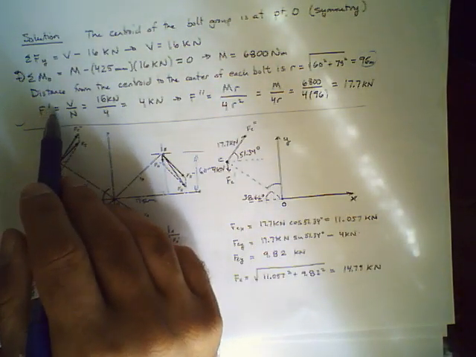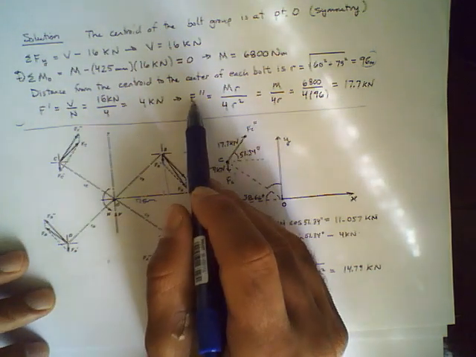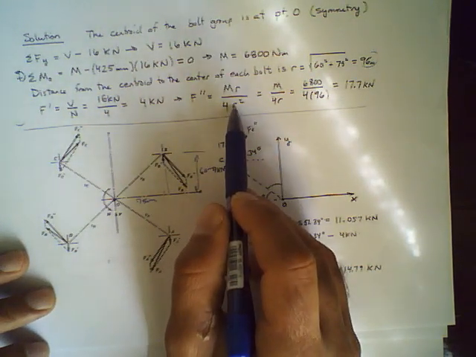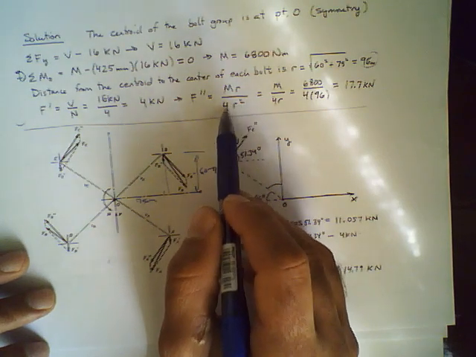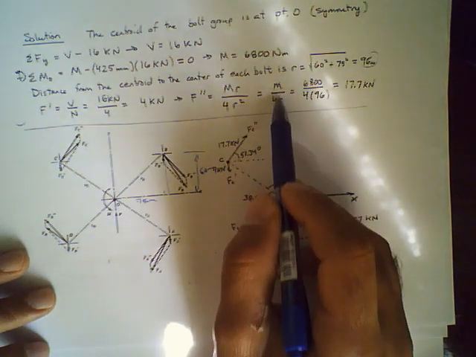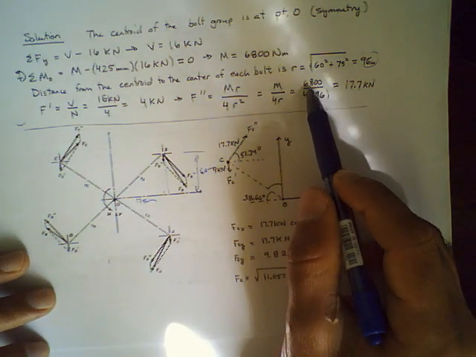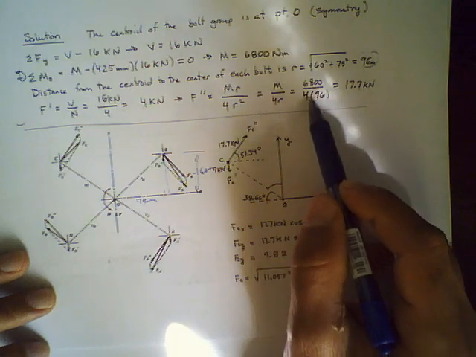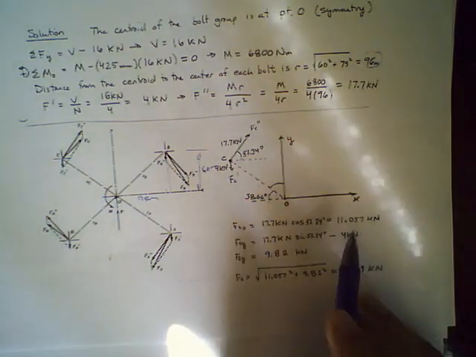F prime, which is the shear load, you divide by 4: 16 kilonewton divided by 4, which is 4 kilonewton. Because all of them are the same radius, RA squared plus RB squared plus RC squared plus RD squared is going to be equal to 4R squared. So it ends up being M over 4R, which is equal to 6,800 divided by 4 times 96, which is equal to 17.7 kilonewton.